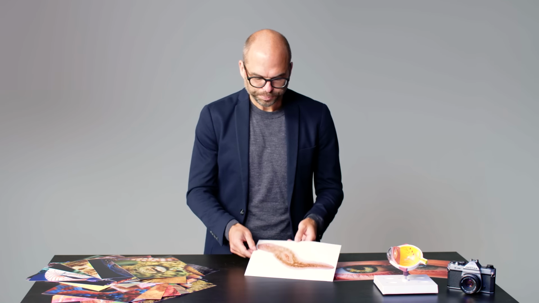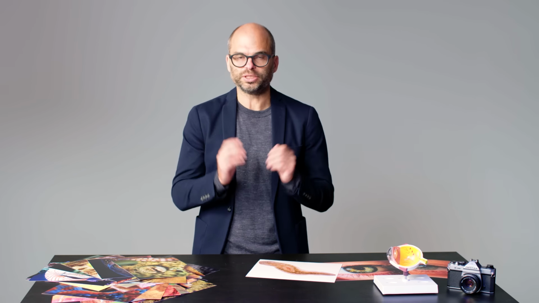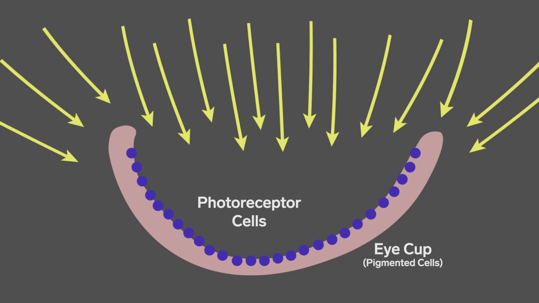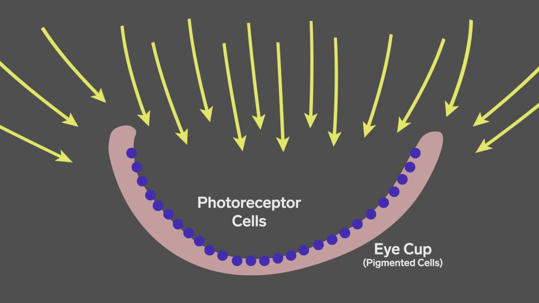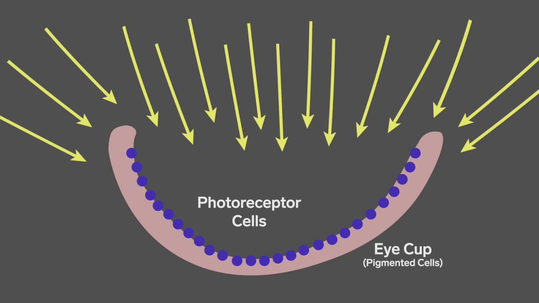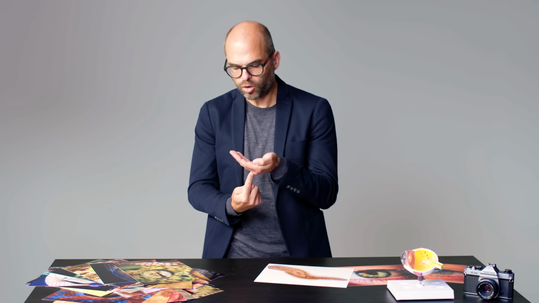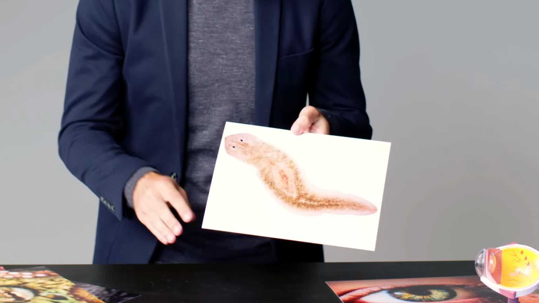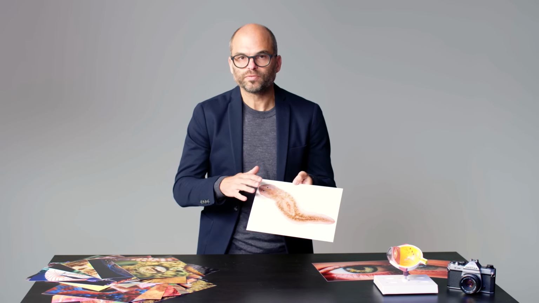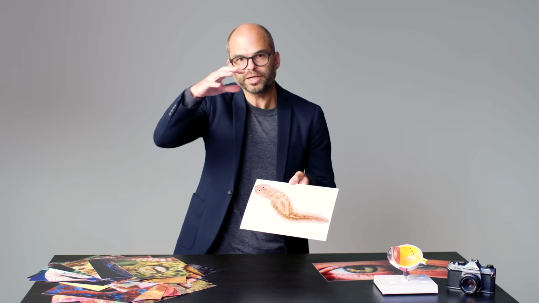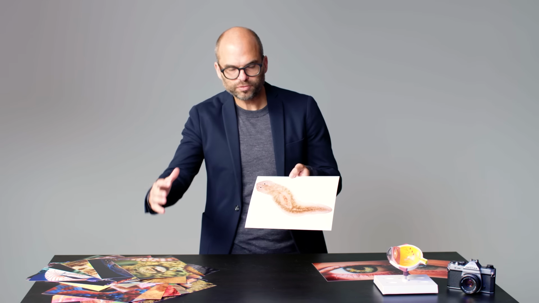These eyes consist of just 2 cell types. They have photoreceptors in a shallow cup. That cup is shielded by pigmented cells. So light can only reach these eye cups from above and a little bit from the side, but it cannot reach the eye cup from below because that's where the pigmented cells are. This flatworm would be able to tell if it's in bright versus dark environments. And it would know if the light is coming from directly above or perhaps a little bit from the side.